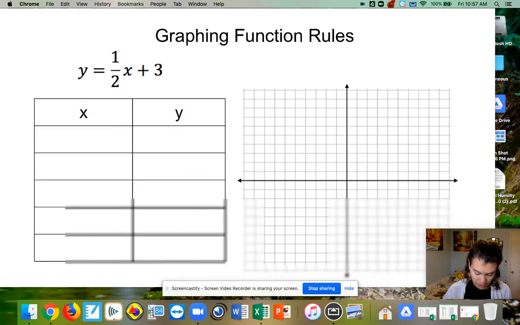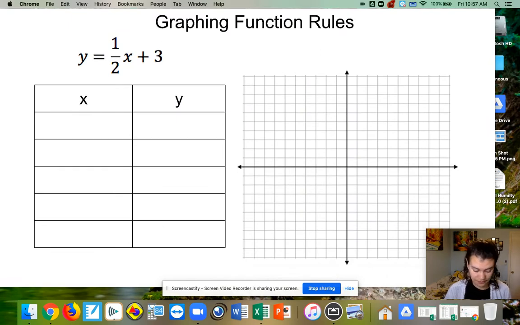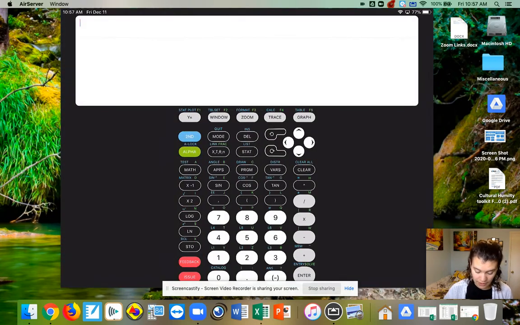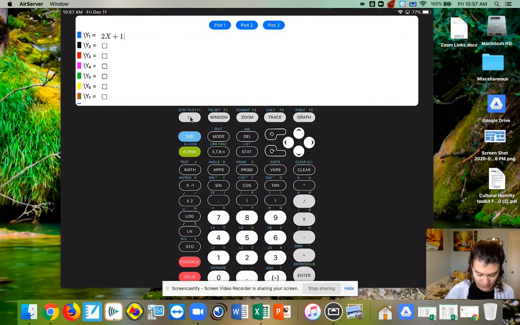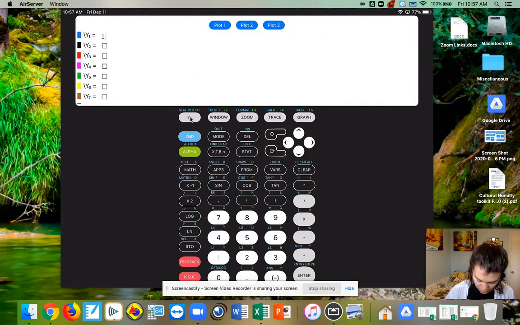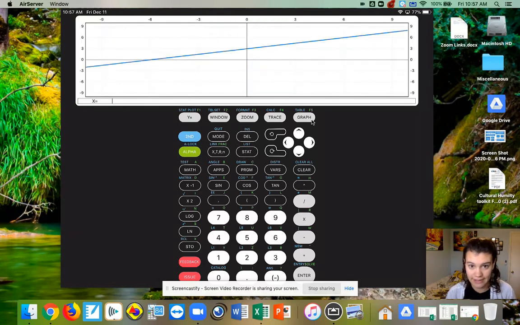So what we're going to do first is 1/2 x plus 3. So I'm going to skip over to my calculator here. And then you want to hit the y equals right up here, and we'll clear that. Sorry. So do 1/2. And then to get the x, you want this right there, x plus 3. And then you can hit graph in the corner and it will show you what it looks like. So this is a line that looks like this.